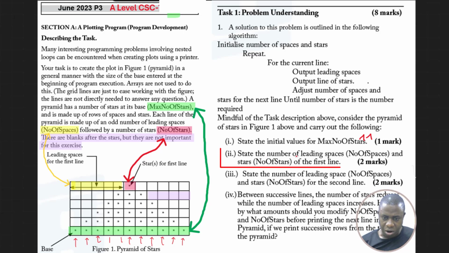Roman 2. State the number of leading spaces and the number of stars of the first line. So here is the first line. So this is our first line. The number of leading spaces, let's count: 1, 2, 3, 4, 5. The number of stars is 1.